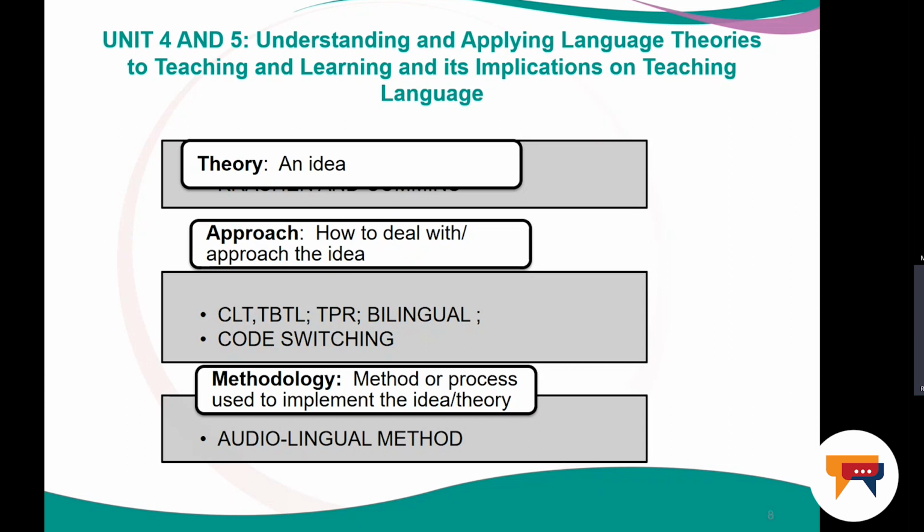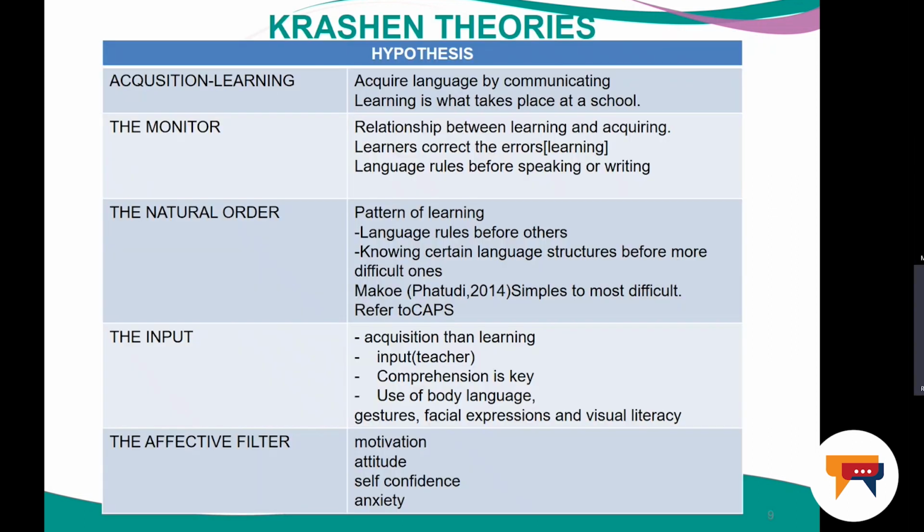They talk to each other. Here's an idea. How do I deal with that idea? Which is an approach. And here's a method. Which method can apply towards this idea? Which method can apply towards this theory? That is key, and you need to understand. Ask yourself those questions. Okay, we have Krashen. These are the theories of Krashen. You learned about them: acquisition-learning, the monitor, the natural order, the input, and the affective filter.